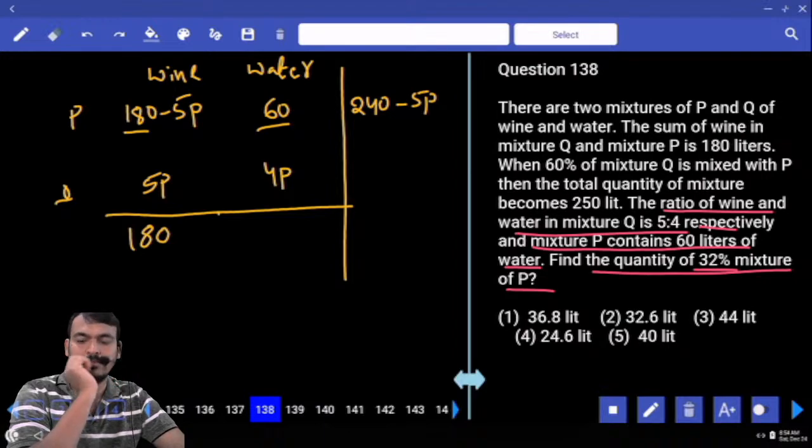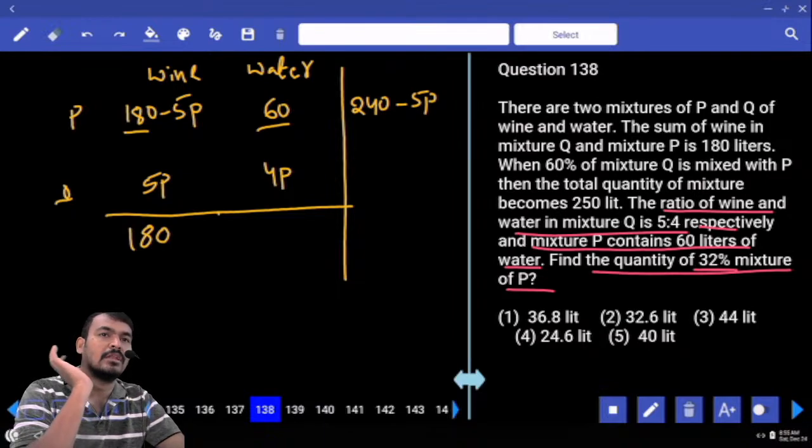Second option? No. Third option? Fourth one? Fifth one? Yes. 32 is also a 16 multiple. Yes or no? 36.8 is a 16 multiple. But 40 is not a 16 multiple. Then the answer is 36.8 liters.